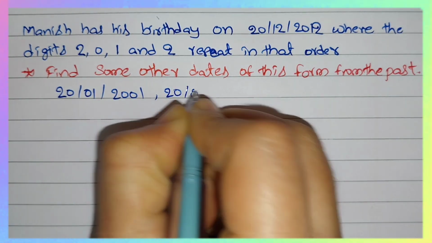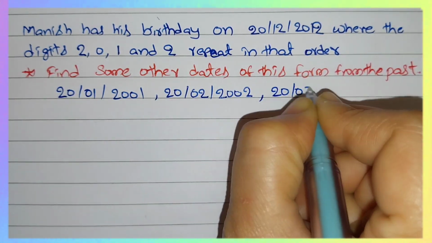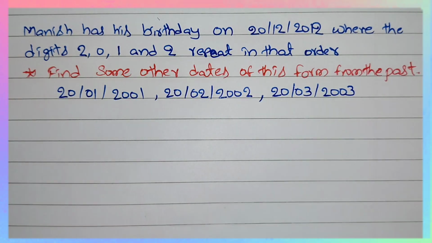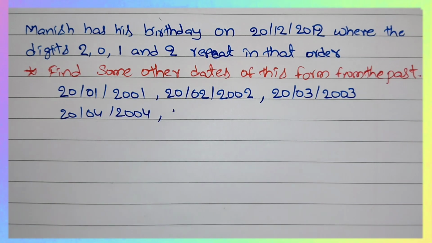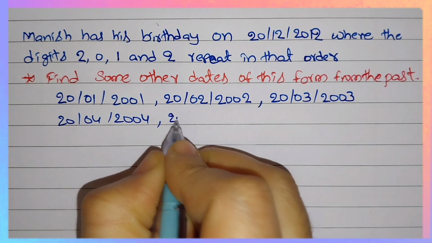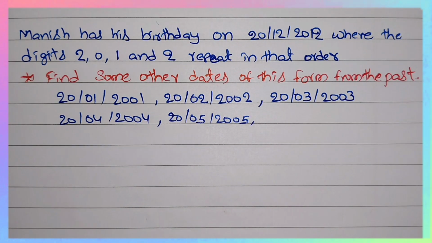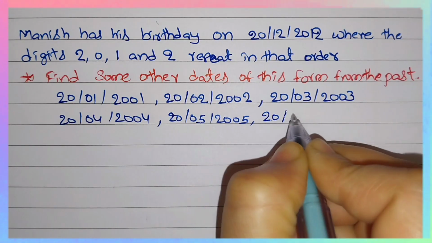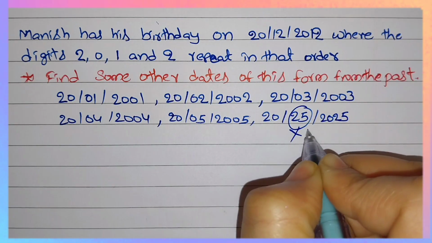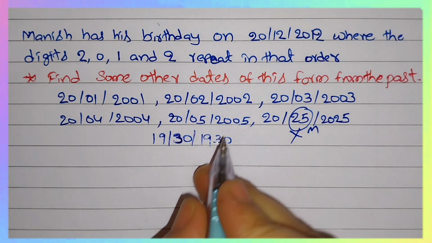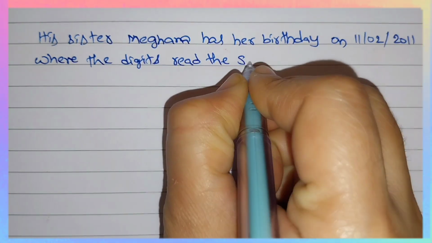Next question, find some other dates of this form from the past. The year must start with the same 4 digits that appear in the date. So the examples are 21/20/2001... no wait, 2/1/2001, 2/2/2002, 2/3/2003, 2/4/2004, 2/5/2005 up to 2012. Now let's also mention the dates that do not exist. 2025 will not come because the 25th month does not exist. Next, 1930 will not come because the 30th month does not exist. Only months 1 to 12 are possible.